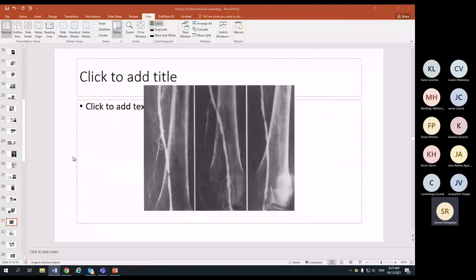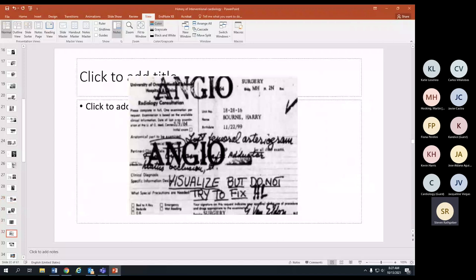And Cook was the manufacturer for the first set of telescoping catheters that were used to perform the first angioplasty. So despite Dotter's ingenuity, he was not accepted by his surgical contemporaries. Seen here is a requisition for an angiogram that requested imaging of the left superficial femoral artery from a surgeon with specific instructions to not intervene on said vessel.